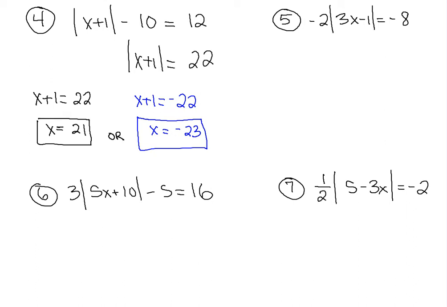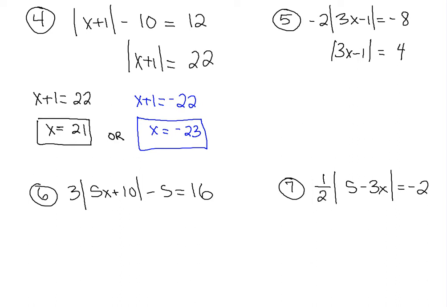Now for example number 5, same thing, we want to isolate the absolute value piece first. To do that, we'll need to get rid of the negative 2 by dividing both sides by negative 2. When we do that, we'll have the following result: the absolute value of 3x minus 1 equals 4. Similar to all the previous problems, we'll break this into two equations and solve each one.